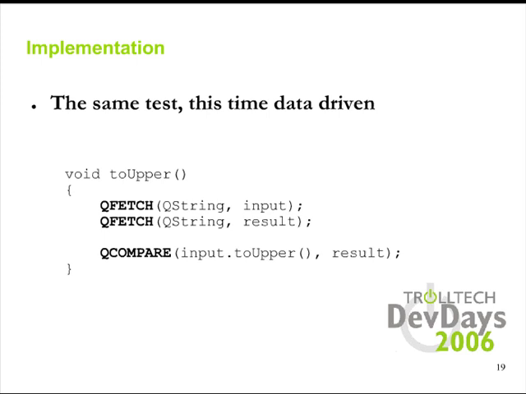And now we rewrite our test. First, we say QFETCH. We fetch the first string, which is called input. We fetch a second string, which is called result. And then we compare that input.toUpper is actually the result. So this test will run three times now. First, our string called input will be lowercase, and the result will of course be uppercase. Then it will be the mixed case, then the uppercase. So we run three times through it, and every time do the compare here.